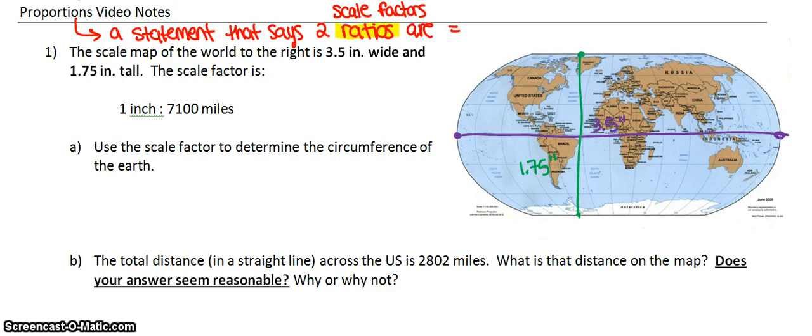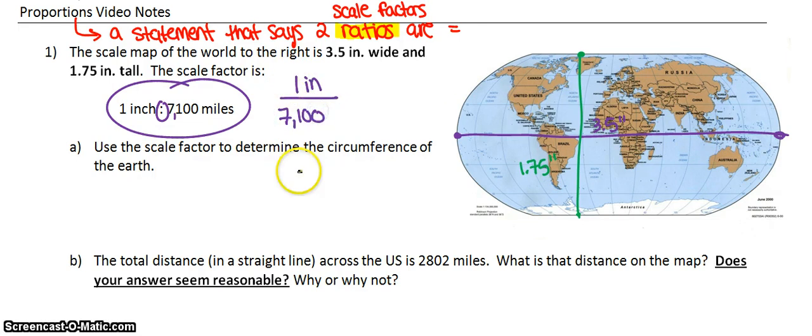Okay, and the key given is that every inch on our map represents 7,100 miles in real life. This is one way to write a scale factor. So for every 1 inch, this corresponds to 7,100 miles. I can also write it this way. 1 inch corresponds to 7,100 miles. This is another way to write a scale factor, and this is the way we'd write it as a ratio.